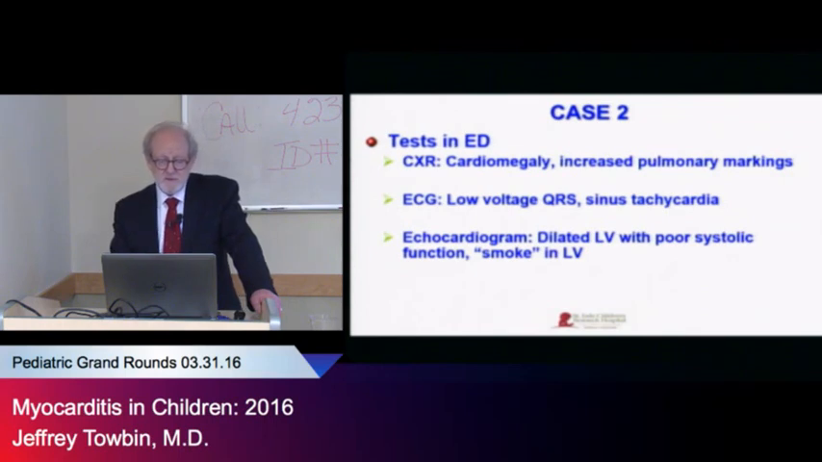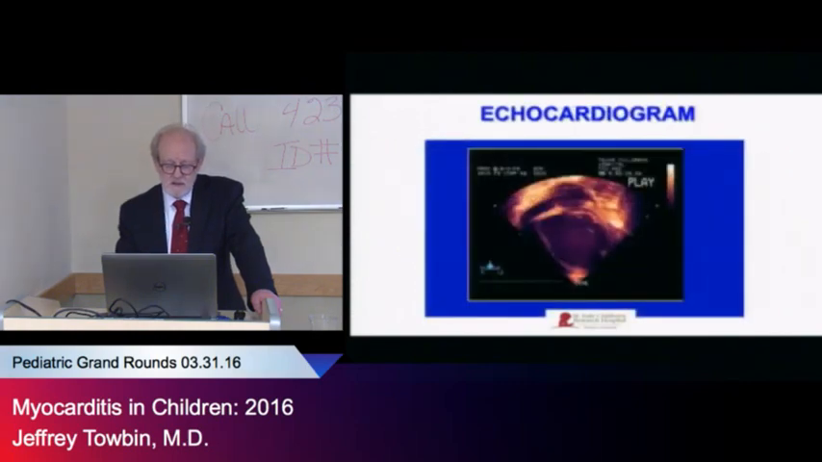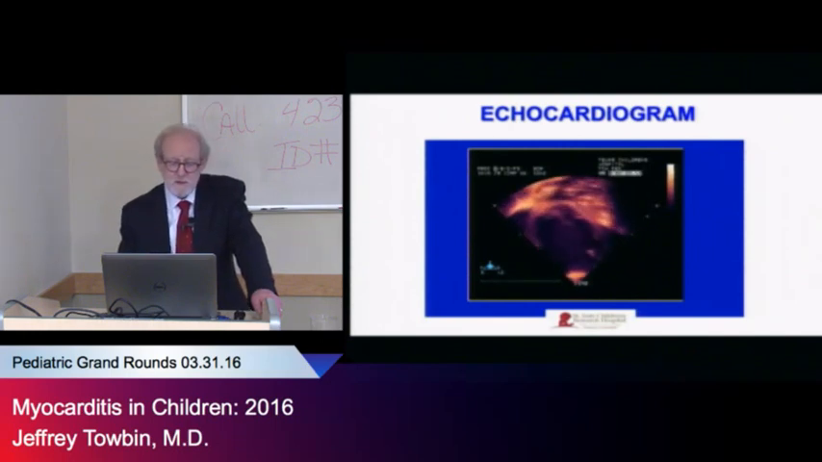So the chest x-ray was performed. Again, it showed cardiomegaly and increased pulmonary vascular markings. The electrocardiogram, again, was low voltage QRS with sinus tachycardia. And the echocardiogram is demonstrated here, which you could see that this ventricle isn't squeezing very well.